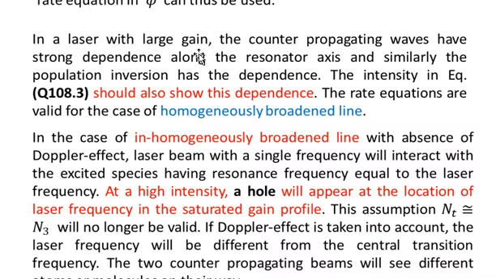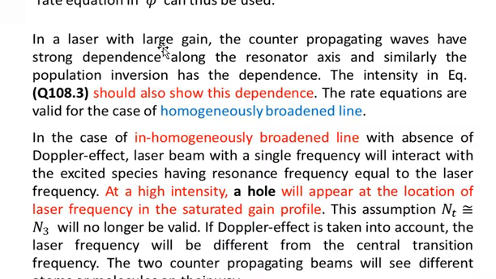In a laser with a large gain, the counter propagating waves, you see that now we are discussing a special case, the large gain case. The counter propagating waves have strong dependence along the resonator axis, and similarly the population inversion has also such a dependence. The intensity in equation number 3 should also show this dependence, that is, the large gain.